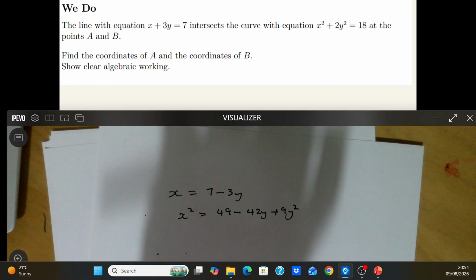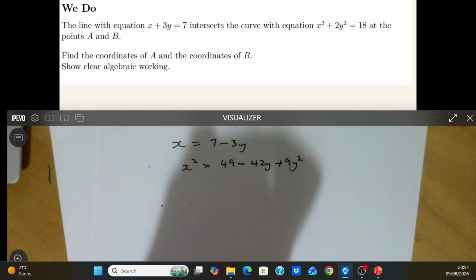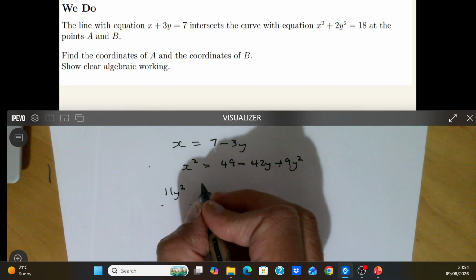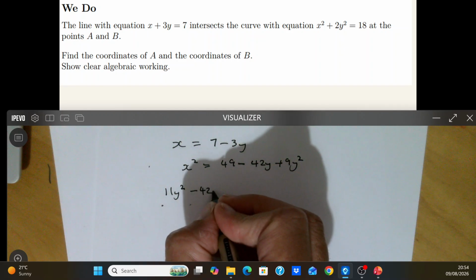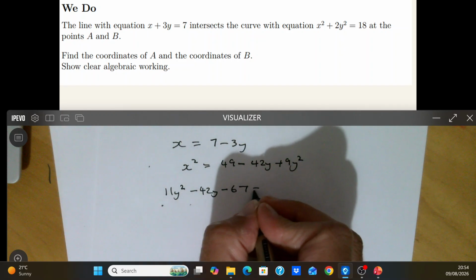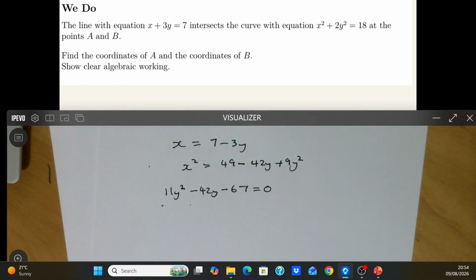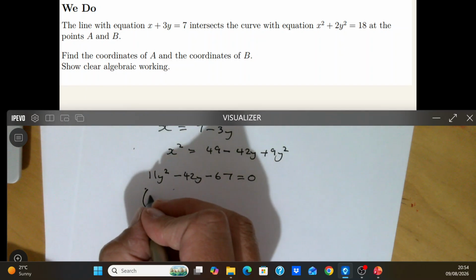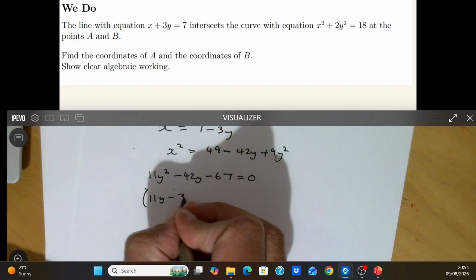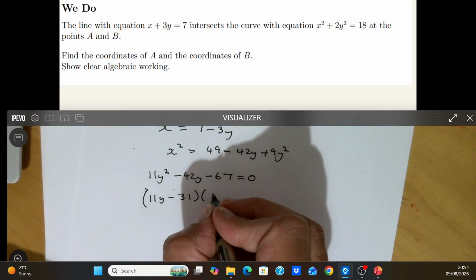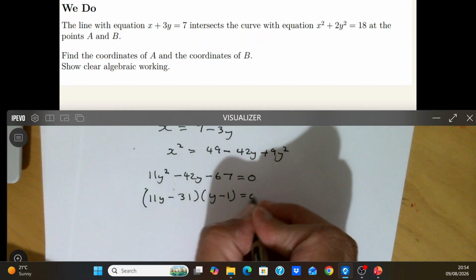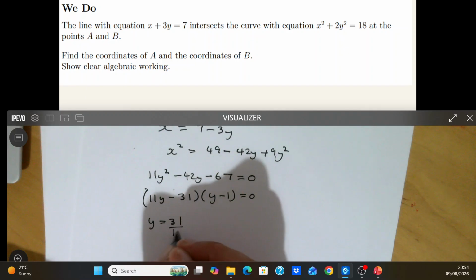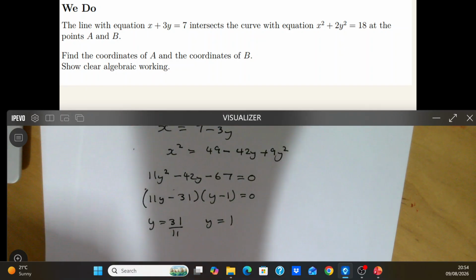What do we do with that? You put that back in, so we end up with that quadratic formula, but it does factorize. Helps me know that that's a prime number. So you've got 2 choices for y. So you've got y equals 31 over 11 and y equals 1.